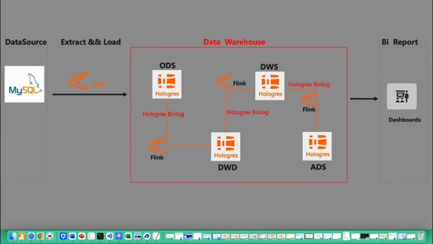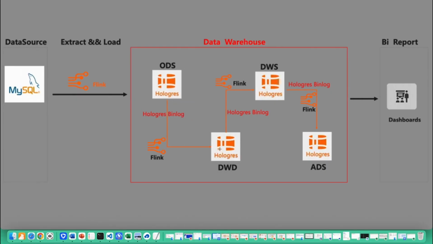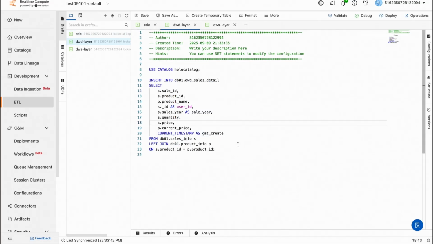After data are successfully synchronized from MySQL to the Hologres ODS layer, we still need to synchronize it from the ODS layer to DWD and make sure that all the detailed information is contained in our DWD layer. This is how we did it. We aggregated all the fields into this wide table, which we call DWD sales detail, and we joined these two tables together.